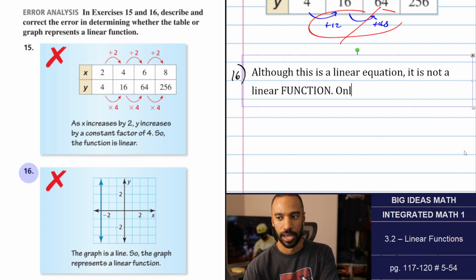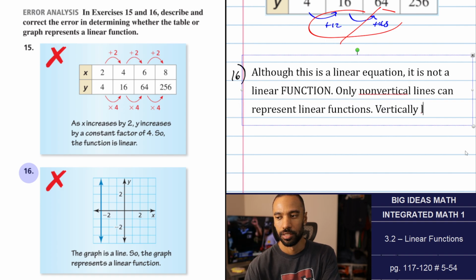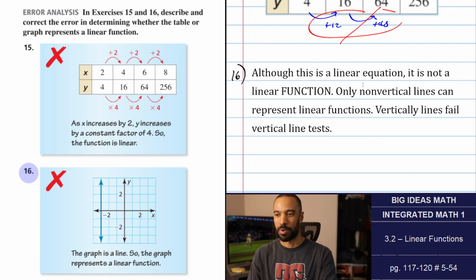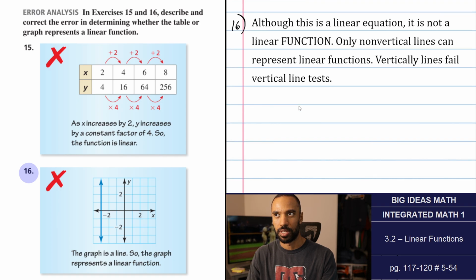Only non-vertical lines can represent linear functions. Vertical lines fail vertical line tests. That's just my thing. Okay, anyway, so the graph's not a function, despite the fact that it's linear.